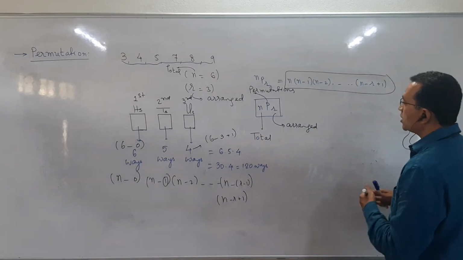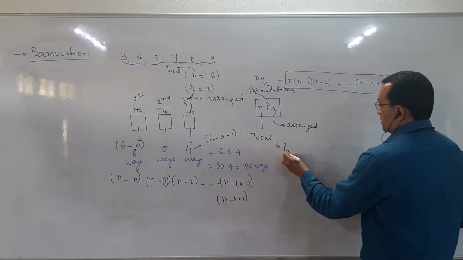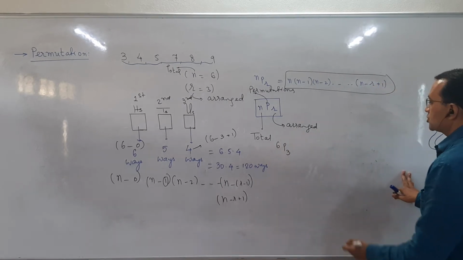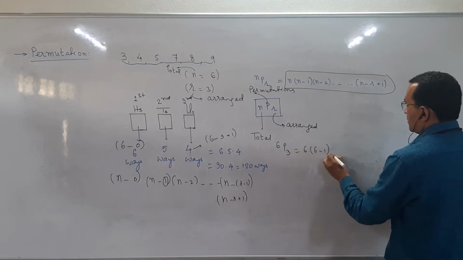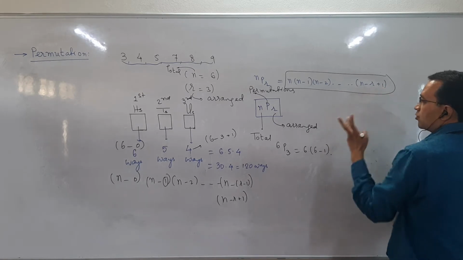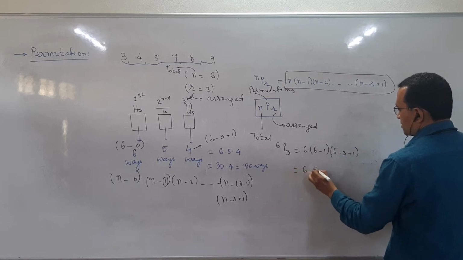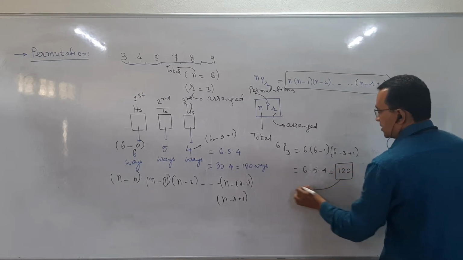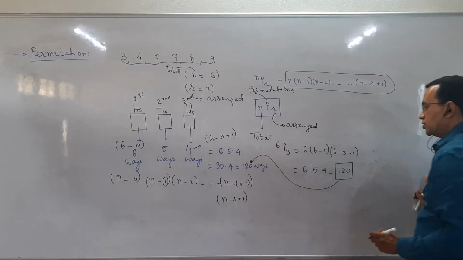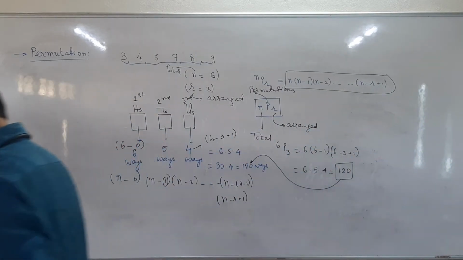The same sum I am doing using the formula. n is 6, r is 3 and P as it is. So n means 6, n minus 1 means 6 minus 1, and n minus r plus 1. We have to arrange only 3, so this is 6 minus 3 plus 1. So the answer is 6, 5, 4, and this is equal to 120. The same answer I got here, which was using the fundamental principle of counting.